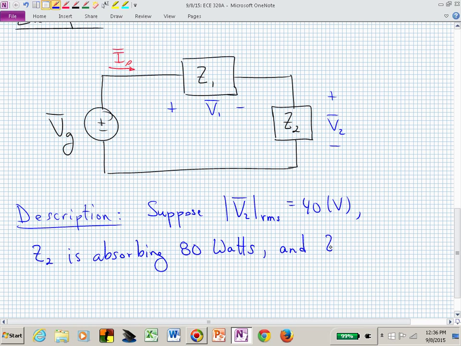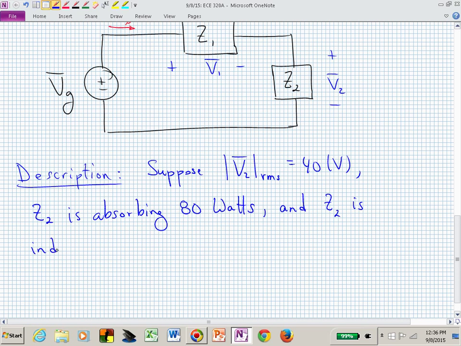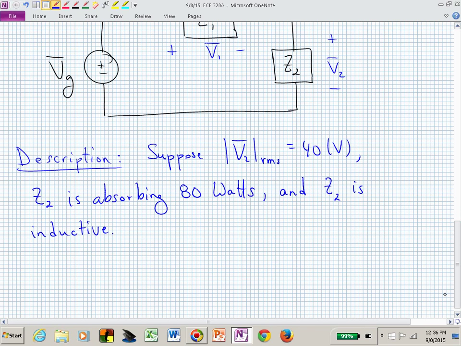And let's say that they say Z2 is inductive. In all of these problems, don't just assume that if they give you one power, horizontal or vertical, or apparent, real, reactive, or complex, that you don't have the other. Here, I'm giving you the real power. You do have some complex power. I haven't told you what it is.